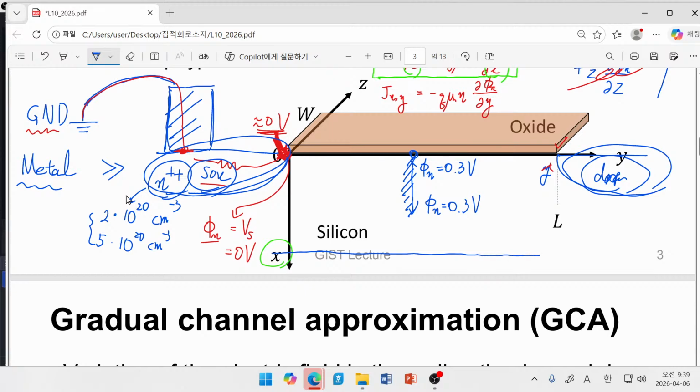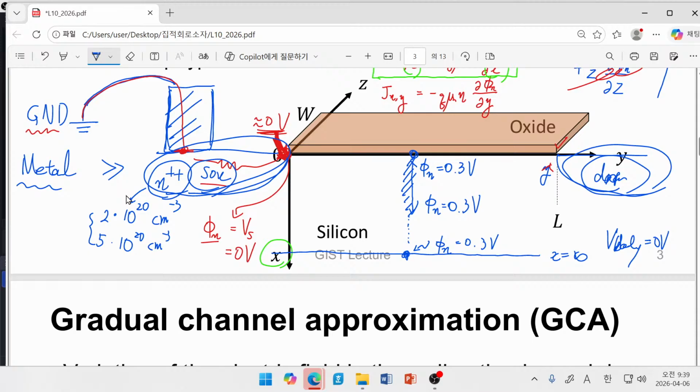So now let's say that this one corresponds to x equal to infinity, a really deep substrate. Now we have just the p-type substrate. Then if I ask you once again, what is the value of your phi n? Now let's say that your body or substrate is grounded. Then what will be the value of your electron quasi-Fermi potential at the deep substrate? So can you still say it should be 0.3 volt because they share the same y position?